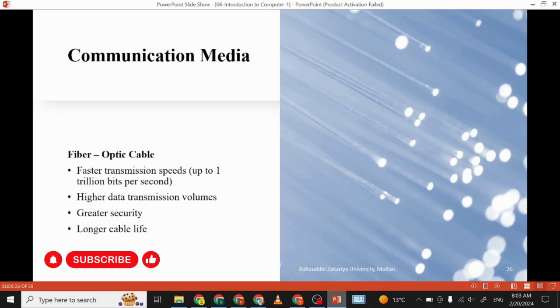Cladding and core of fiber optic cable. Faster transmission speeds of up to 1 trillion bits per second. Higher data transmission volumes. Greater security. Longer cable life.